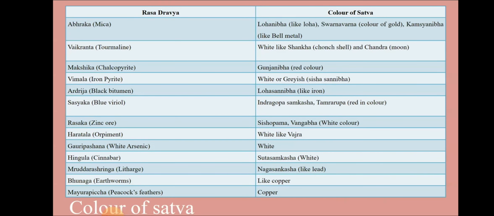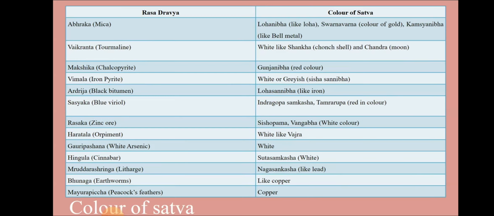This is the table in which the color of different kinds of Rasadriga, the color of different kinds of Sattvas of the Rasadrigas I've mentioned. When it comes to Abraga, it is Loha Nibha. When it comes to Vaikranda, it is white color. And in Makshiga, it is Gunjava, red color. And Vimala, it is white.